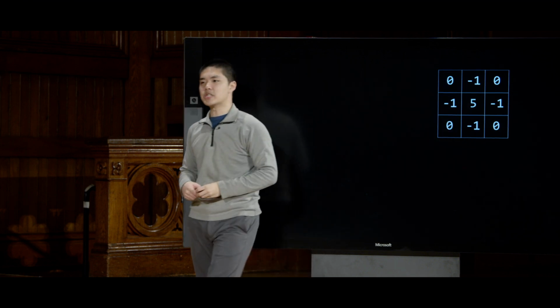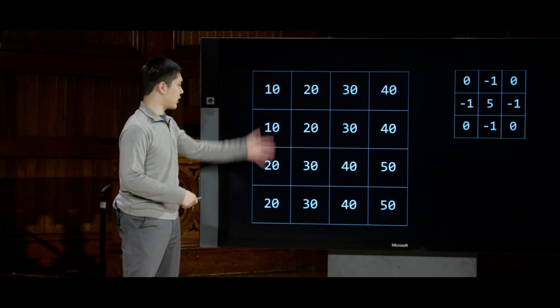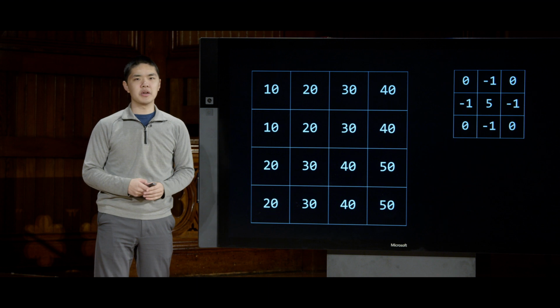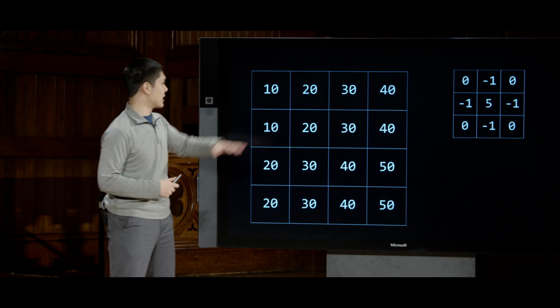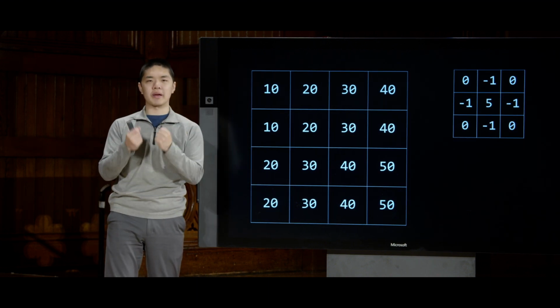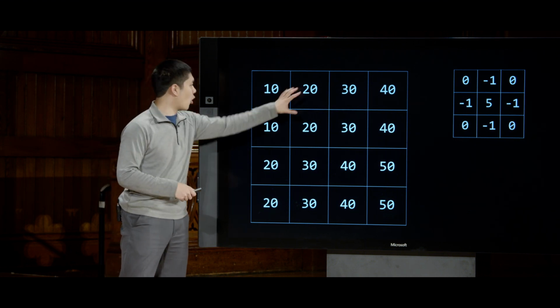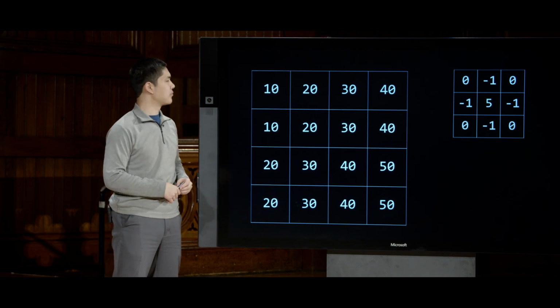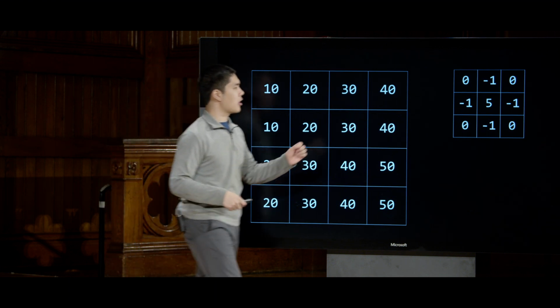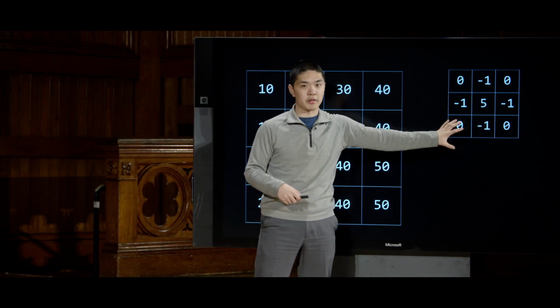So if I take this kernel, which you can think of as a filter that I'm going to apply to the image, and let's say that I take this image. This is a 4x4 image. We'll think of it as just a black and white image where each one is just a single pixel value, somewhere between 0 and 255, for example. So we have a whole bunch of individual pixel values like this.